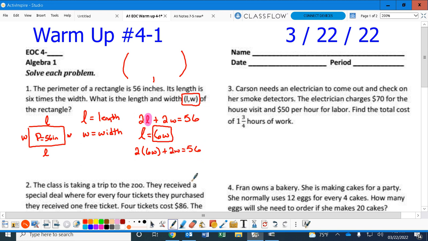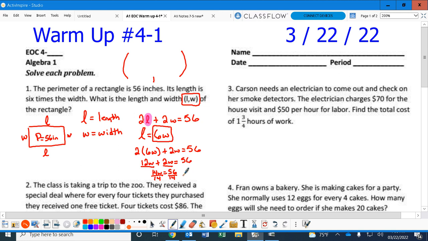Guys, what's 2 times 6W? 12W plus 2W equals 56. These are like terms. We can combine these. We put them together. Guys, you're writing this down because I'm writing this down. Because this is going to be on your folder check, and this is your EOC problems. I'm telling you. So, 12W plus 2W is going to give you 14W equals 56. Grab your calculators, guys.